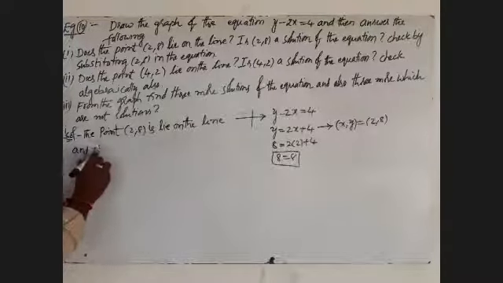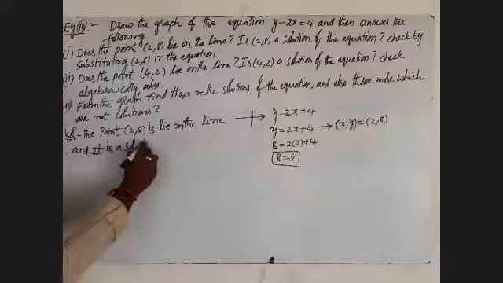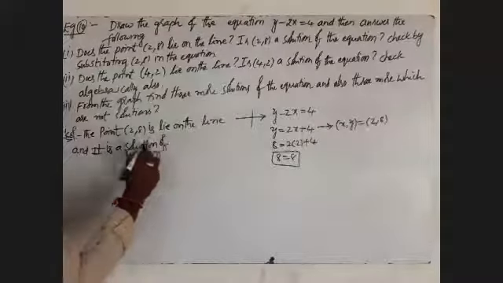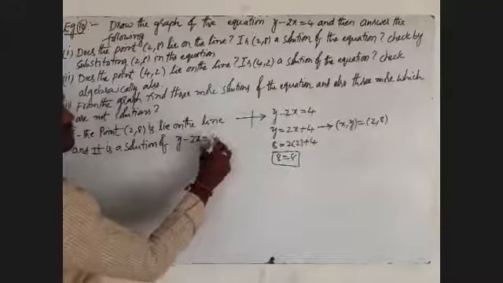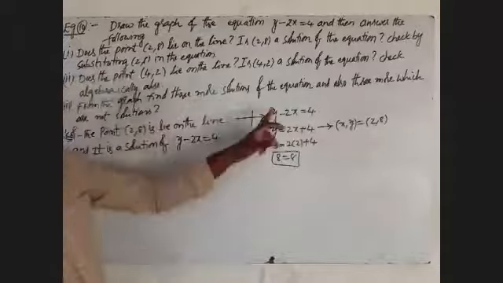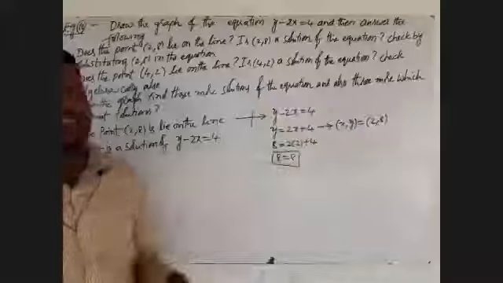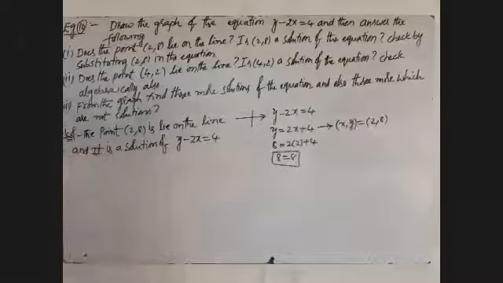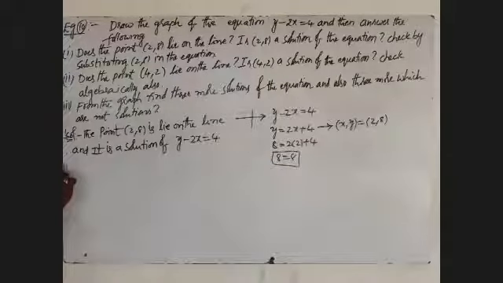it is a solution of y minus 2x is equal to 4. Check by substituting 2, 8 in this equation: the LHS and RHS both are equal. Now I am going to the second one.